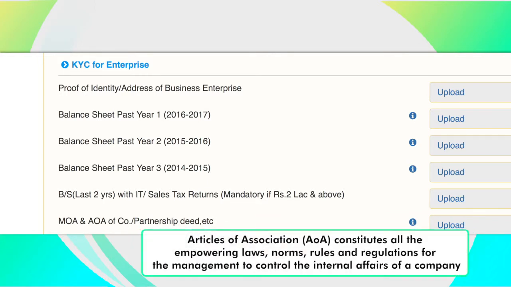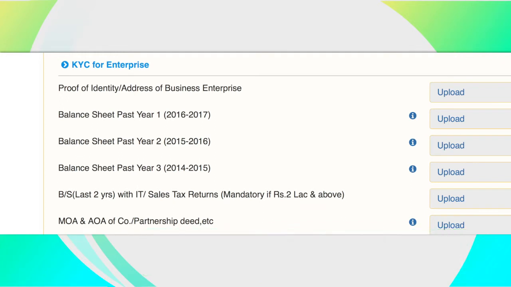An extremely significant subsidiary to the Memorandum of Association, the Article of Association constitutes all the empowering laws, norms, rules and regulations for the management to control the internal affairs of a company. Together with the Memorandum of Association, the Article of Association defines the outline of the company constitution.